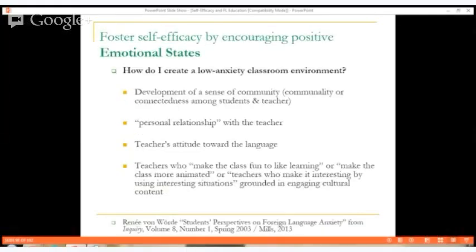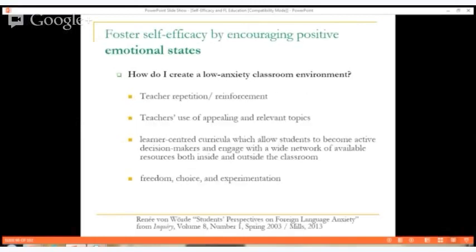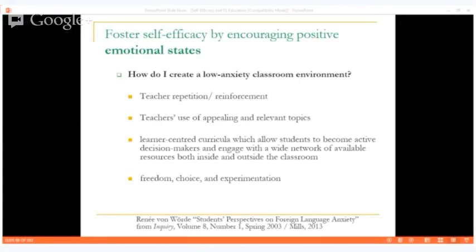So you want to develop a sense of community. A personal relationship, but yet you're still the teacher, right? So you want to have some sort of level of a relationship with the students. And this is all from a study on students and what students said. So teachers who make the class fun to learn, make the class more animated, make it interesting by using interesting situations grounded in engaging cultural content. Also, teacher repetition, reinforcement, using appealing and relevant topics, freedom, choice, experimentation, all these things we've talked about before.